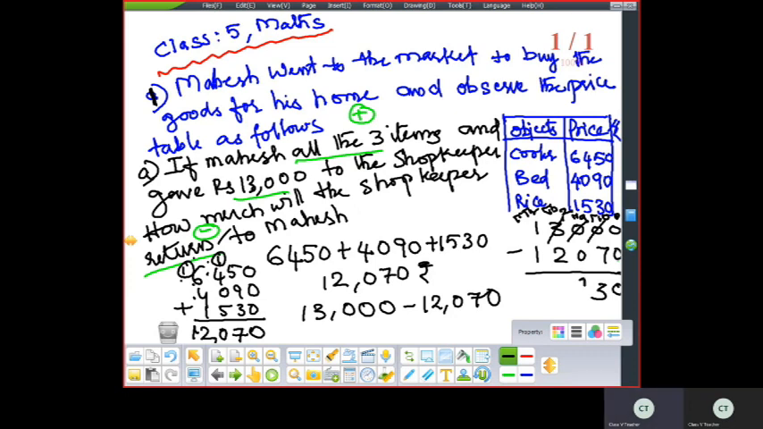Now 9 minus 0 is 9. 2 minus 2 is 0. 1 minus 1 is 0. So how much money will the shopkeeper return back? 930 rupees. So from 13,000, 930 rupees the shopkeeper will return to Mahesh.